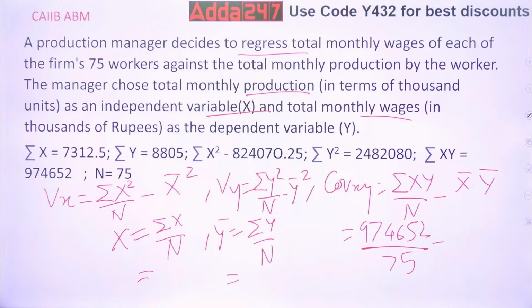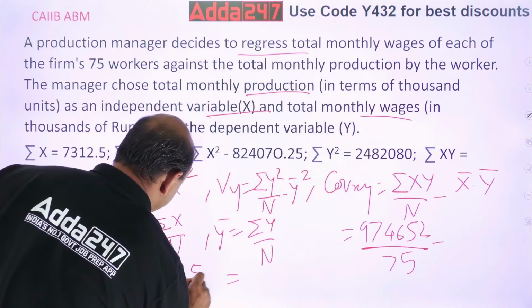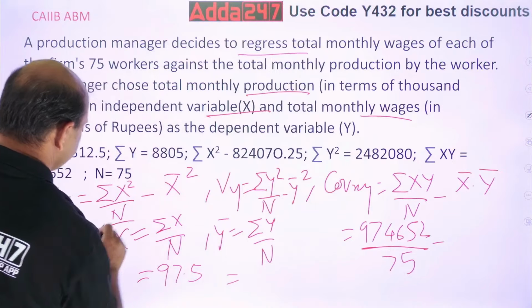So summation x is 7312 upon 75. Ignore the points. So 97.5. I'll take round figures. 97.5, that is my x bar.